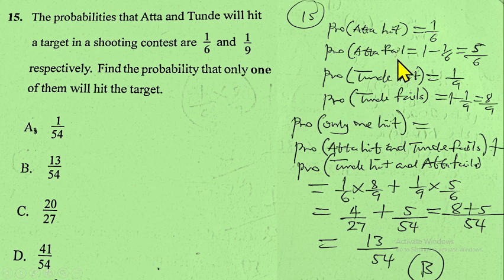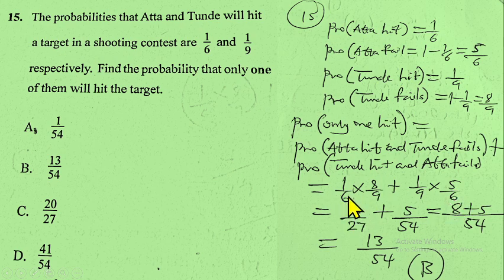Since we know all the outcomes for the two of them, the probability of only one hitting the target is the probability of Atta hitting the target and Tunde failing to hit the target, plus the probability of Tunde hitting the target and Atta failing. So the probability that Atta hits is 1 over 6, Tunde fails is 8 over 9. So 1 over 6 times 8 over 9, plus, which is or, Tunde hits, which is 1 over 9, times Atta fails, which is 5 over 6.